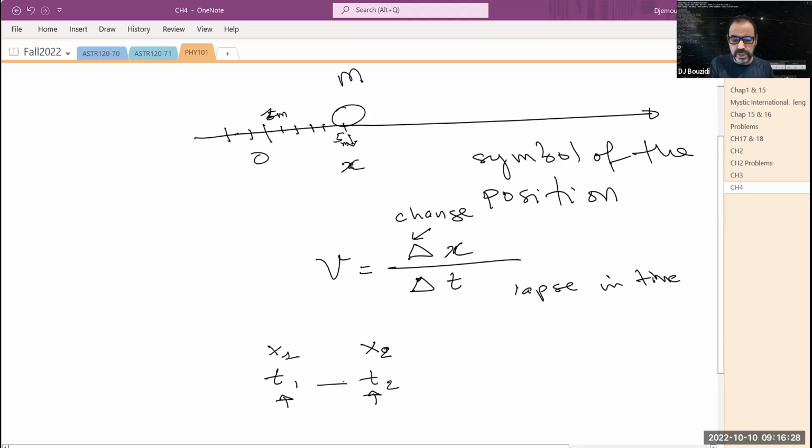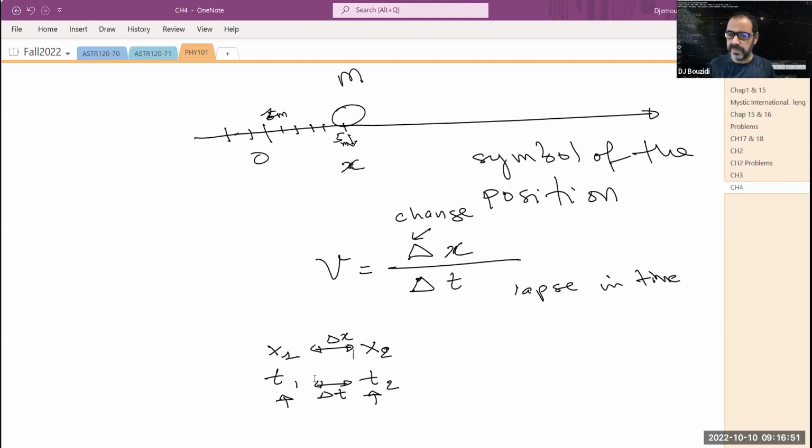So the difference between these two is what I call delta t, the change in time or the lapse in time. Delta x also is a displacement, in this case, in space. The ratio of these two is what we define to be velocity. Now, the velocity could be positive or negative. In other words, we could be gaining more and more in the positive direction positions.